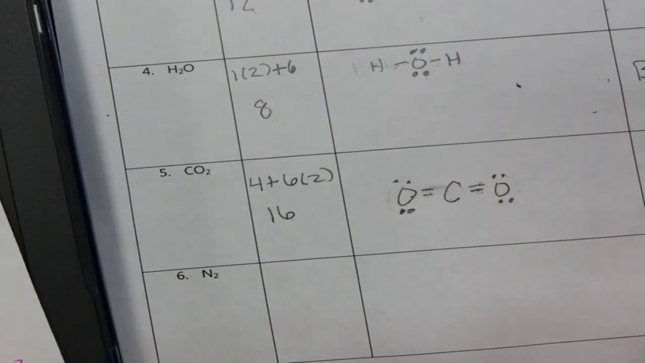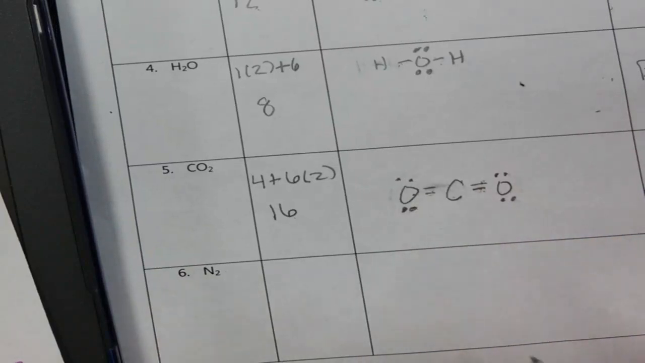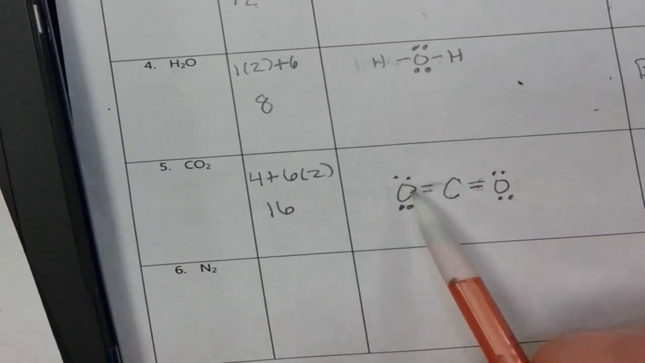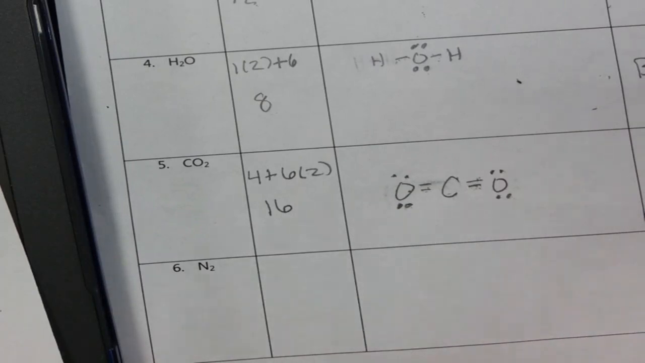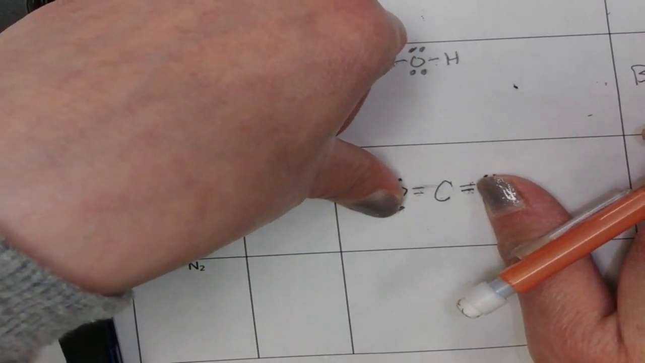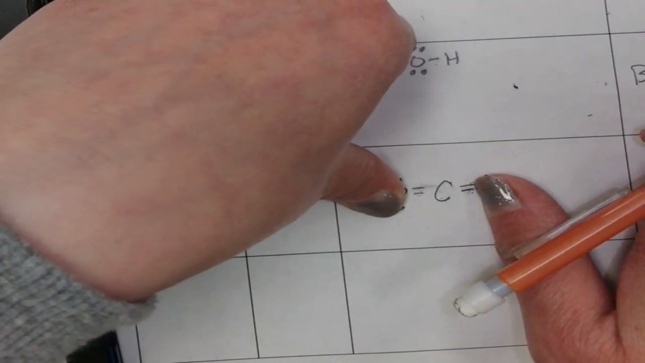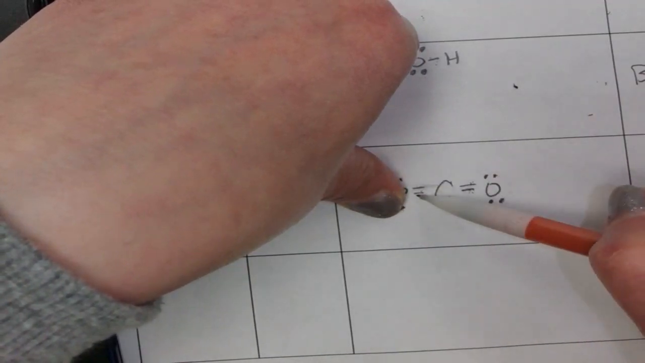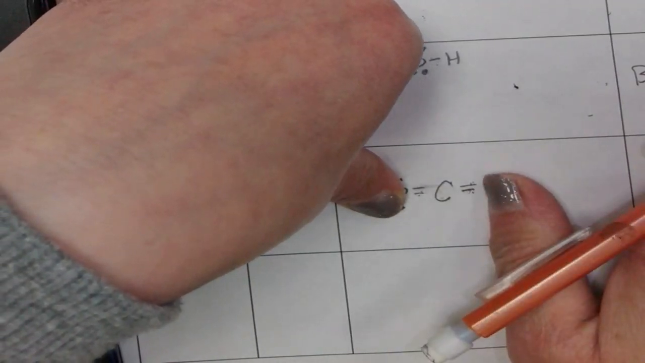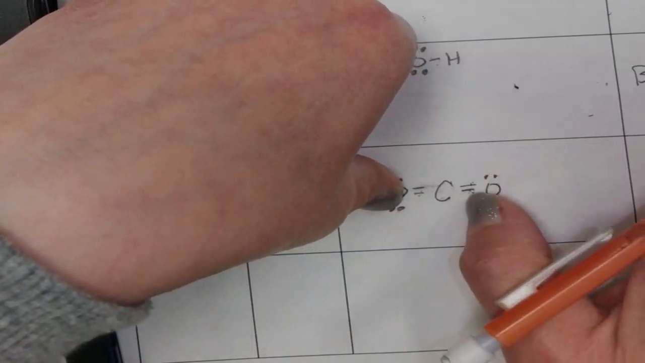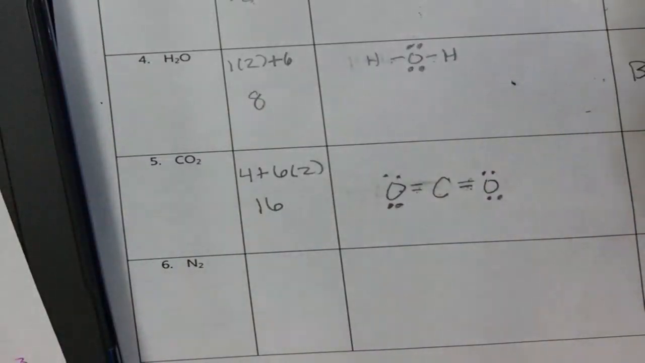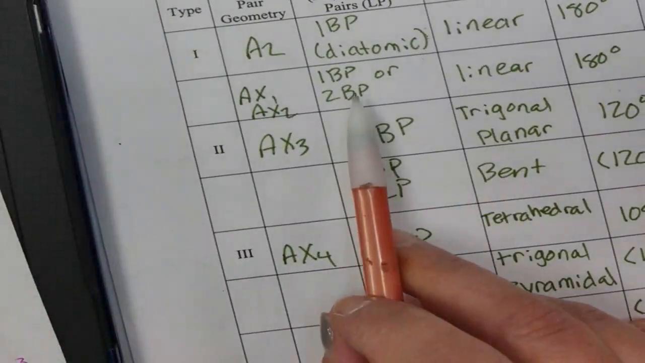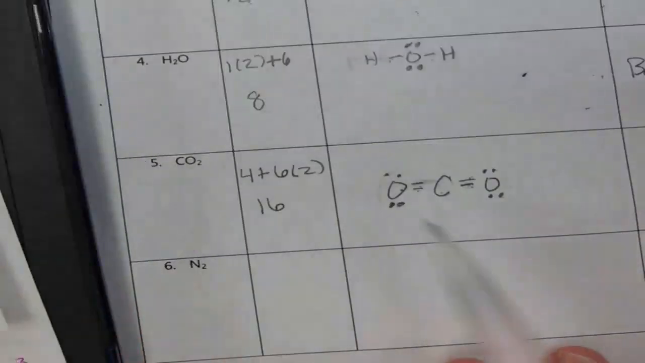Now, it is the central atom that is important when we are talking about our structure. Oxygen does have lone pairs, yes, but because the oxygen is not in the center, the lone pairs do not affect the structure. Look at just the central atom. What do we notice about the central atom? It has 2 bonding pairs. It has a bond here and a bond here. So 2 bonding pairs is going to give us a shape that is linear.